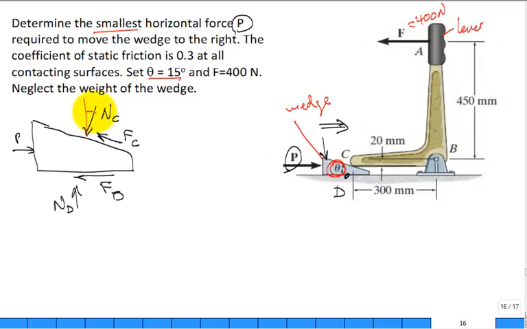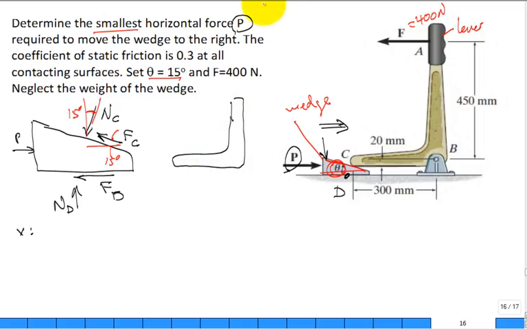What is this angle right here? 15 degrees. Right? Just like this is sloped up 15 degrees, that's kinked over 15 degrees. N sub C is kinked over, right? All right. Likewise, if you wanted to, you could say, what's that angle right there? 15 degrees for F of C up. All right. If you do the sum of the forces in the X, I know I didn't get the lever. Let's get the lever free body diagram.